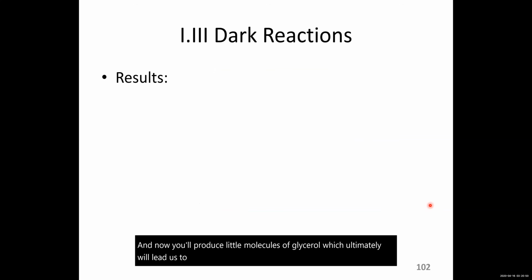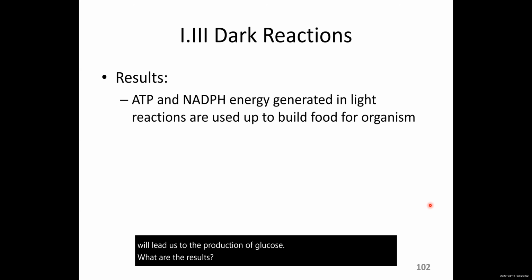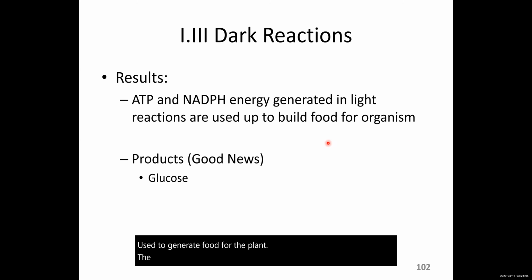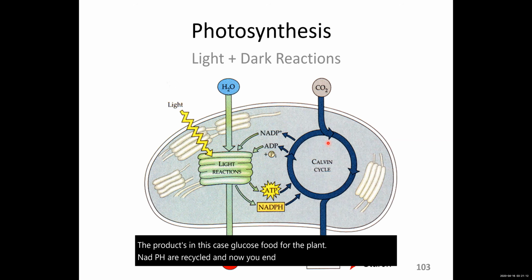So what are the results? Here, the ATP and NADPH that you made in the light reactions are now used to generate food for the plant. The products in this case, glucose, food for the plant, and NADPH are recycled, and now you end up having what we call a perfect organism.